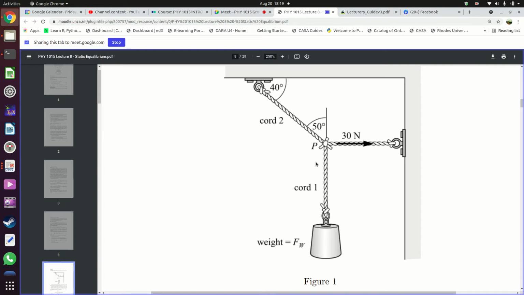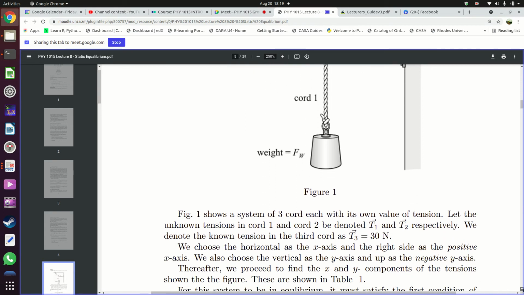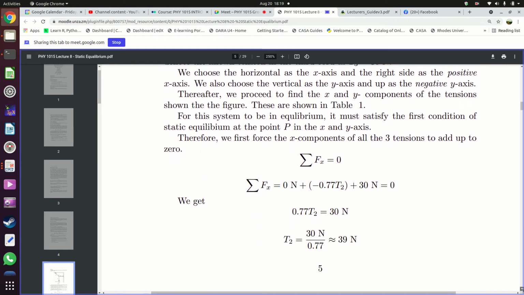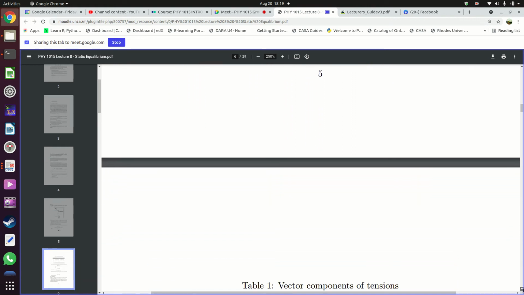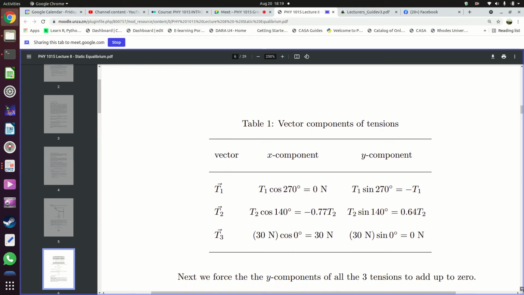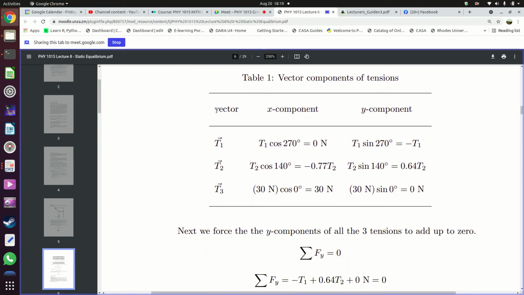So once you identify which forces are acting on your point of interest, you need to find the components of these particular forces. You need to find the x component, you need to find the y component of these particular forces. So when you do that, that's where you are going to create a table of components which looks like this, where you're going to have a vector this side, you're going to have your x component this side, you're going to have your y component this side.